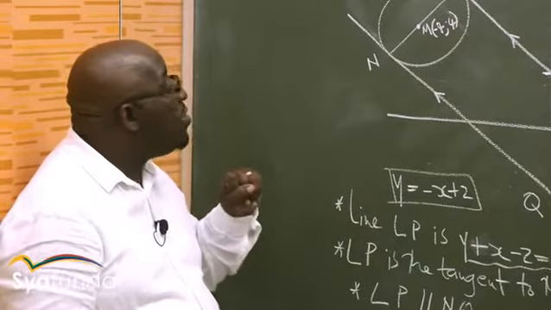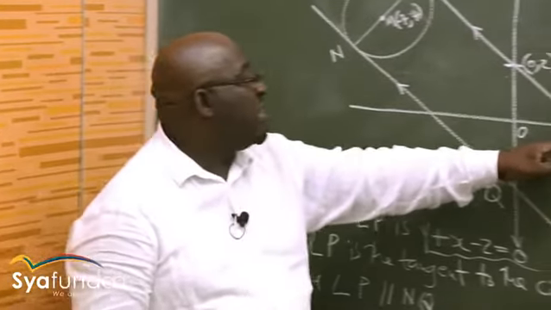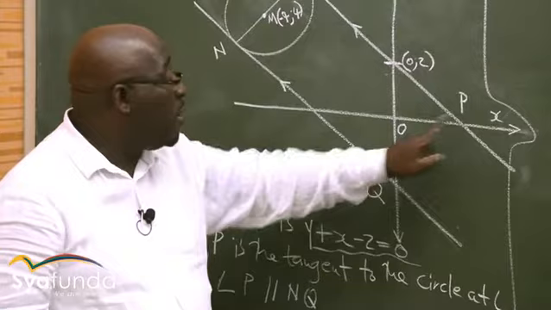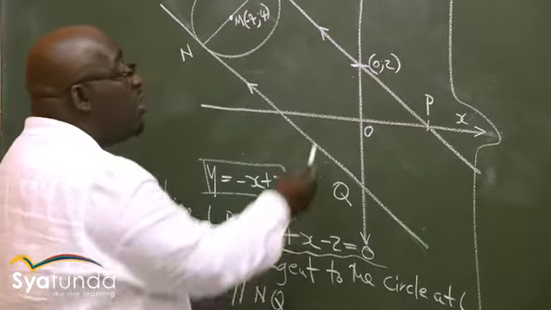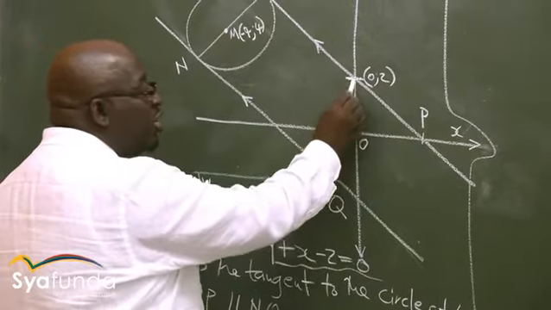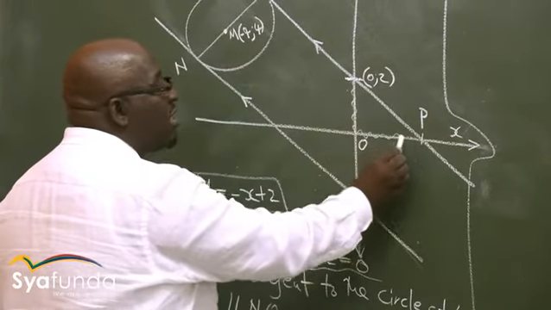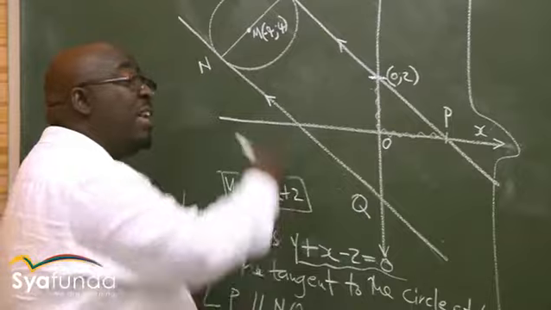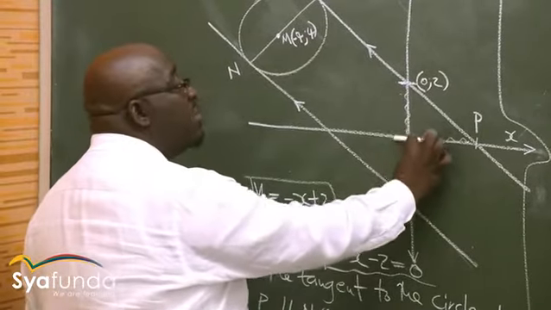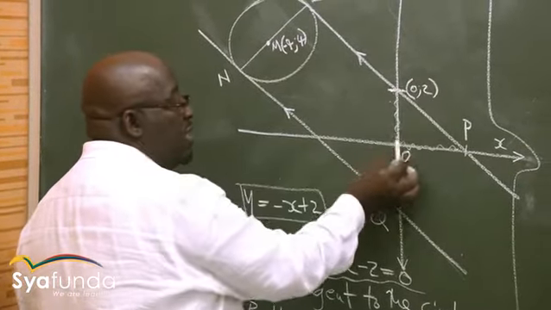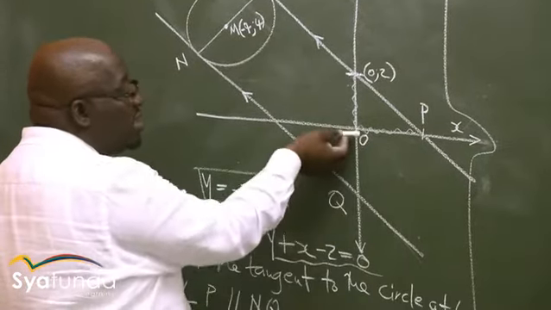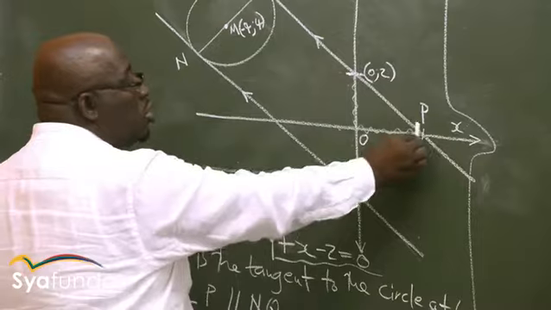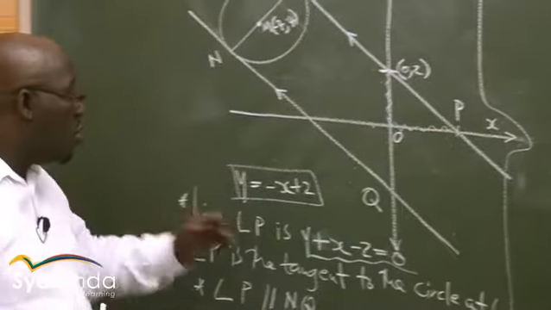Furthermore, we can also find the coordinates of this other point, because we know that the gradient is change in y over change in x. Since the gradient is 1 and it is negative, the distance from here to here is 2, and the distance from here to here must be 2 for me to get 1. So if this distance is 2 units, this one is also going to be 2 units. So 2 over 2 will give me 1.